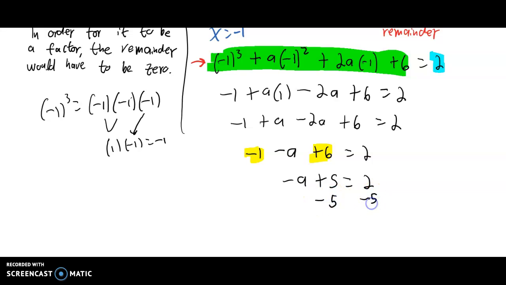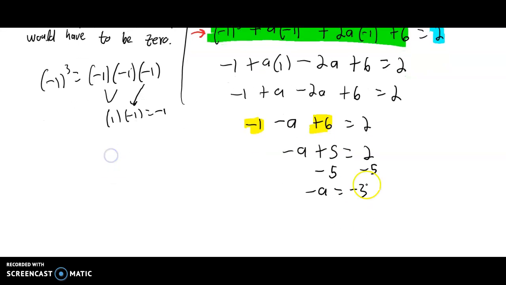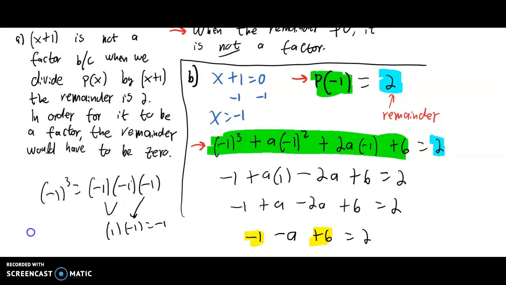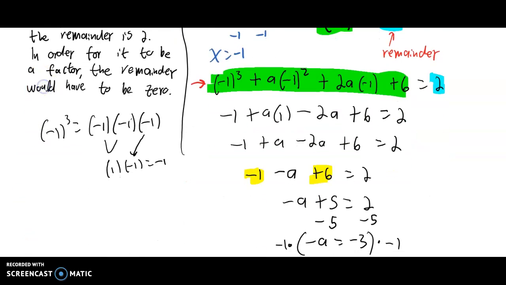Subtract the 5. -a equals -3. I can multiply both sides by -1, and we get that a equals 3. Great. That's it. We had our explanation for part A, and then we found the value of a like part B wanted.